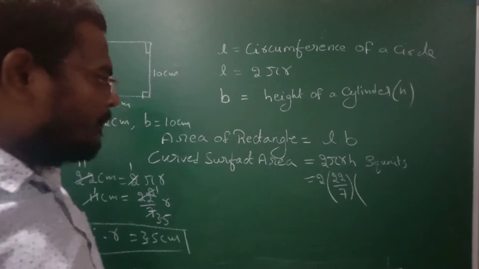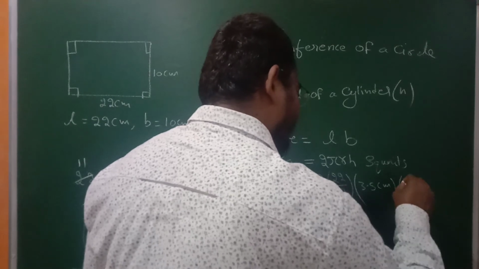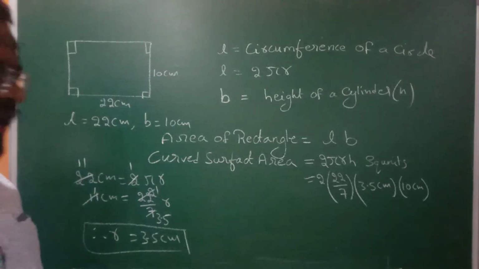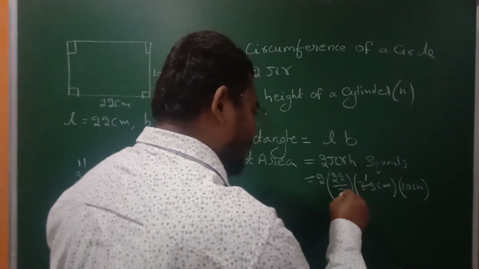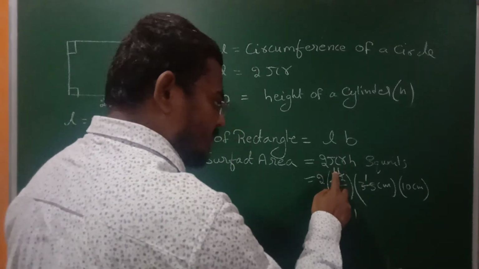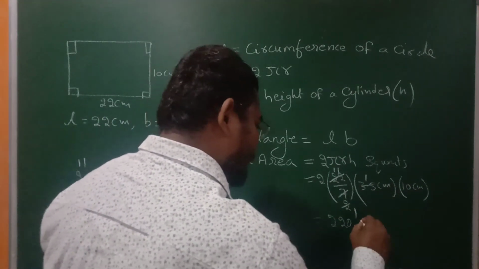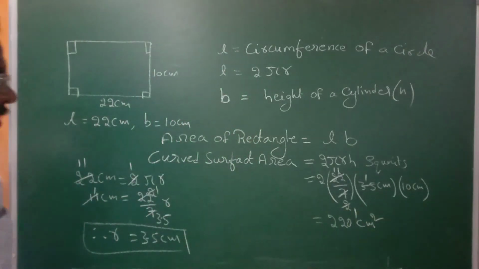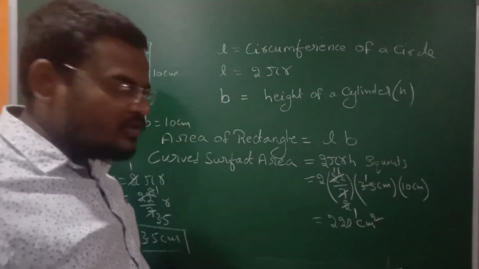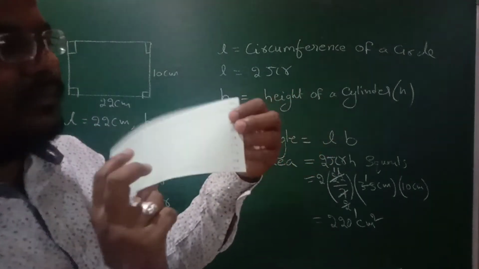Radius is equal to what? 3.5 centimeters. And the height is 10 centimeters. Height is what? 10 centimeters. So dear friends, now we can observe 3.5 ones are 3.5, twos are 2 times 11, 2 times 11 is 22. 22 times 10 is what? 220 centimeter square. So we got it. In the formula, when we apply all the values, we got the same answer, 220 centimeter square.